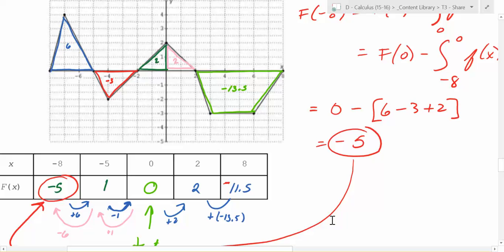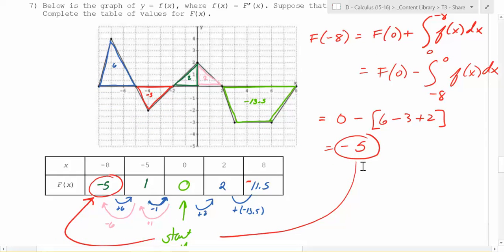Now the rest are just built off of that negative 5. So at this value, the integral is negative 5. If you move forward from negative 5 right here, how much did you just add to it? 6. You see the 6 right there? What is negative 5 plus 6? 1. Everybody with me so far? And then if you go all the way from here to there, it's down 3 up 2. What's negative 3 plus 2? Negative 1. So what's 1 minus 1? 0. And then how much do you add getting to 2? 2. And then how much do you subtract going all the way to 8? You subtract 13.5, so you get to negative 11.5.